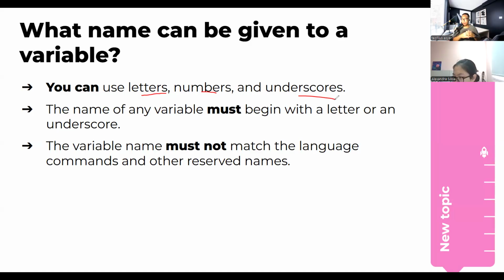I think you already know that space is the most common enemy in programming language. So you cannot use space. And the name of any variable must begin with a letter or an underscore. So you cannot start with an integer or number, okay? It's always going to be a letter or an underscore.